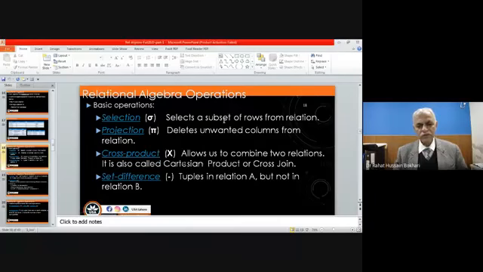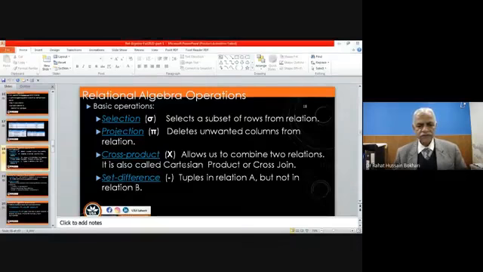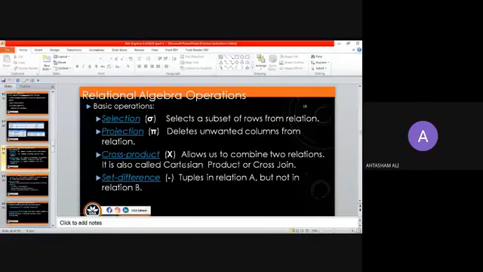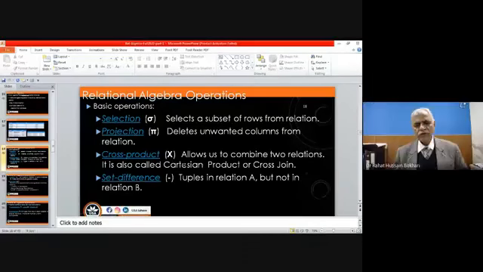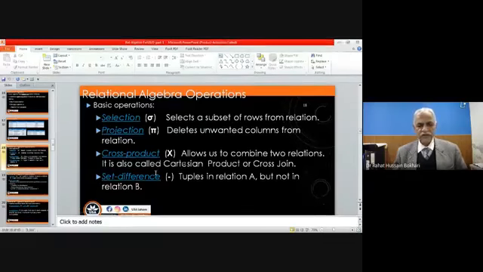The last one is cross product. That is denoted by X. Projection is denoted by the pi symbol. You might be familiar with the cross product from when you studied set theory in your math exam or in your FSc. Did you study that? Yes, sir, we have studied. Okay, that's good. When you have a cross product of sets A and B, this is the Cartesian product, and that is also one of the operations in relational algebra.